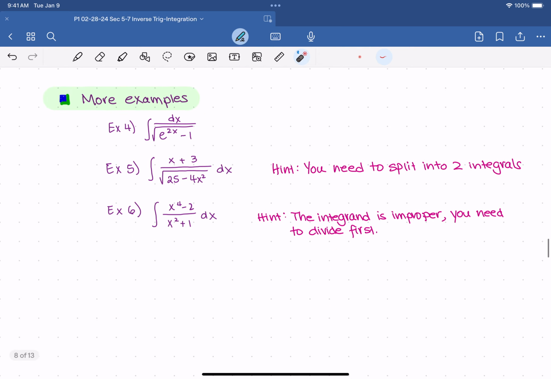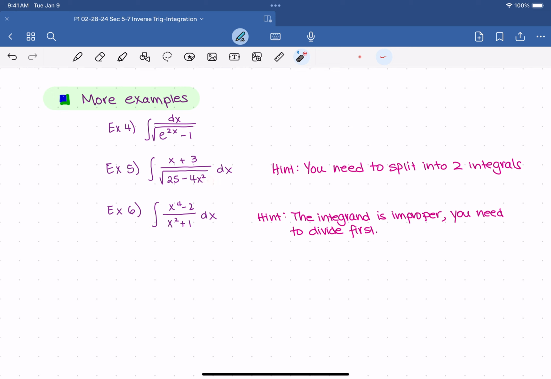Let's see what's next. Here's some more examples for you to try, and I'm just giving you some hints. They're tricky though. There are some things that come up here. With example 5, a hint here, and we'll talk about more when we go through the solution, you will somehow have to split this into 2 integrals. But this one is definitely a challenge.